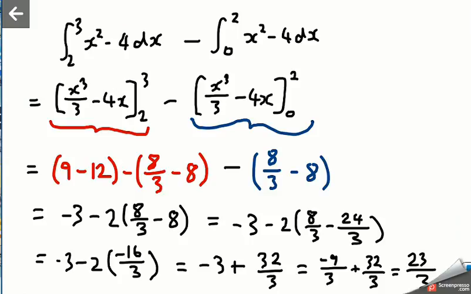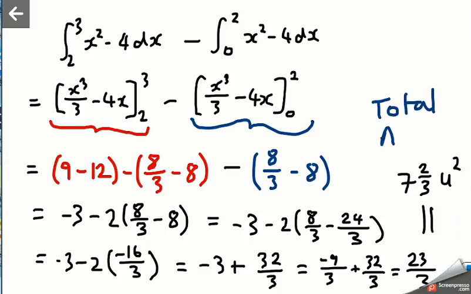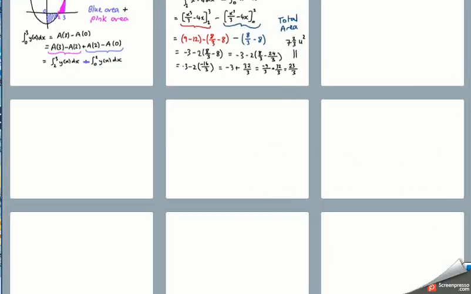And I'm running out of space. That's the same as, so 7 times 3 is 21, remainder 2. So 7 and 2/3. And since we're working out the total area this time, it's an area, we better include our units squared. So this is the total area. So, just a reminder, let's go back to the diagram.